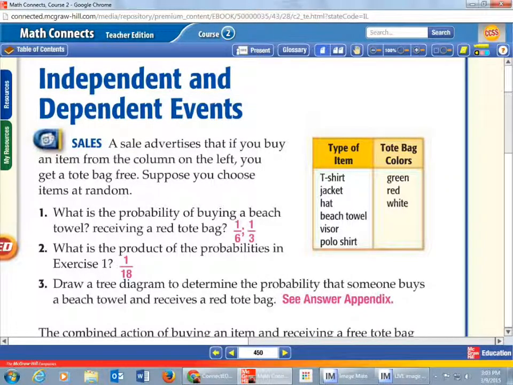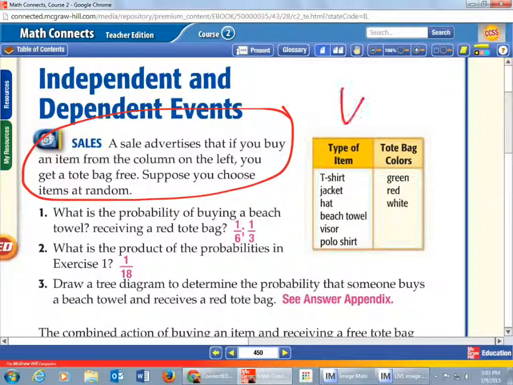Okay, ladies and gentlemen, let's talk about independent and dependent events. The first thing we're going to do is start with this example. A sale advertises that if you buy an item from the left column, you get a free tote bag. Suppose you choose items at random. What is the probability of buying a beach towel and receiving a red tote?